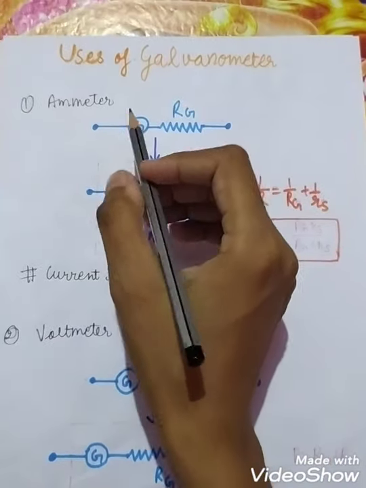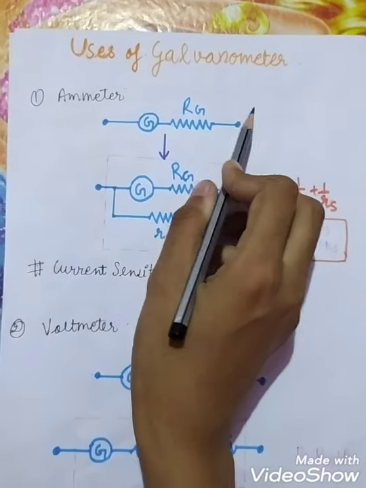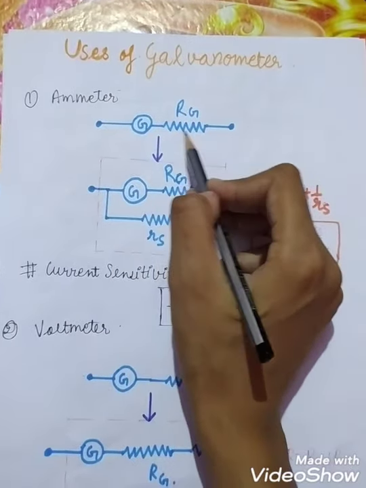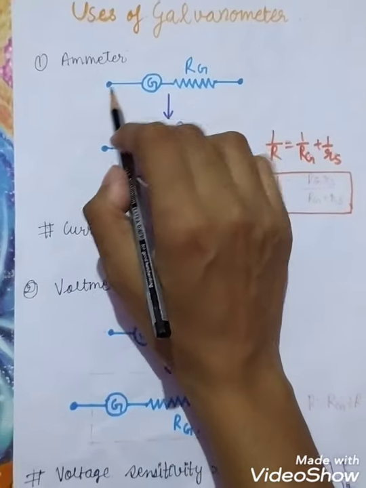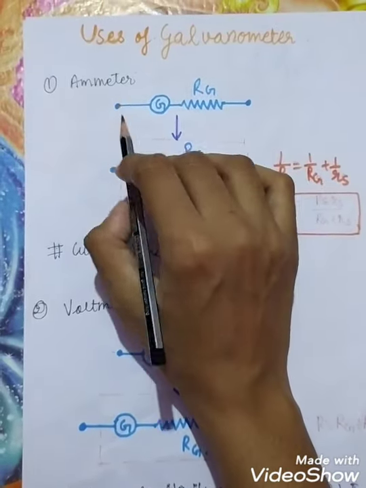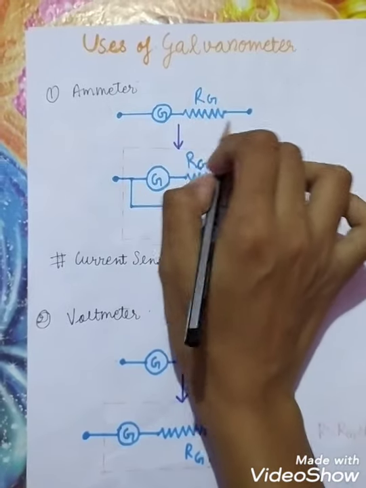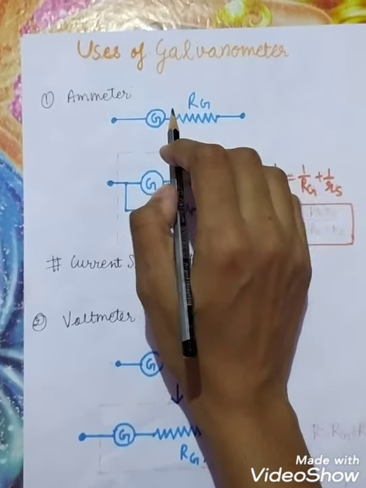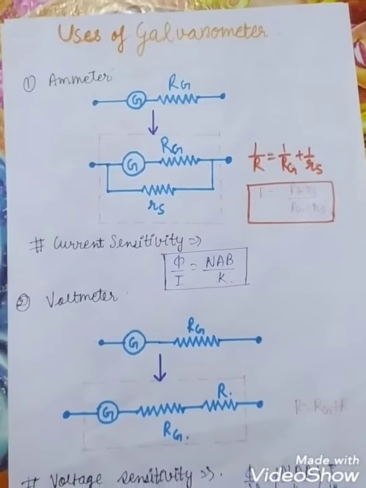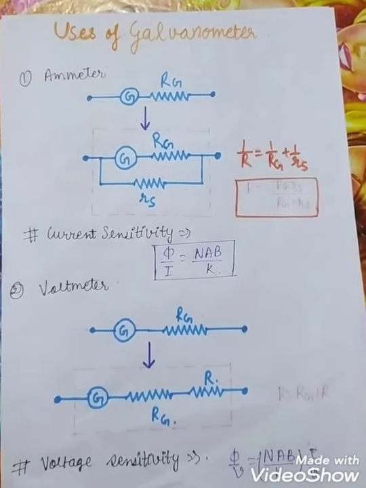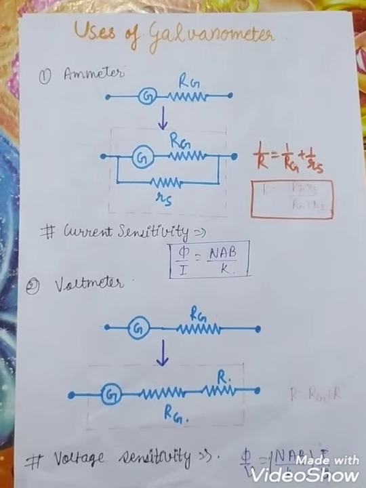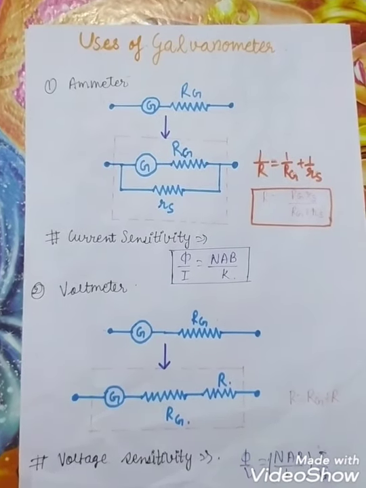This is a galvanometer device, and this is the resistance of the galvanometer itself. So we cannot use this device as it is as an ammeter. Why? It is because this galvanometer is a very highly sensitive device and it gives full scale deflection even for a very small value of current.